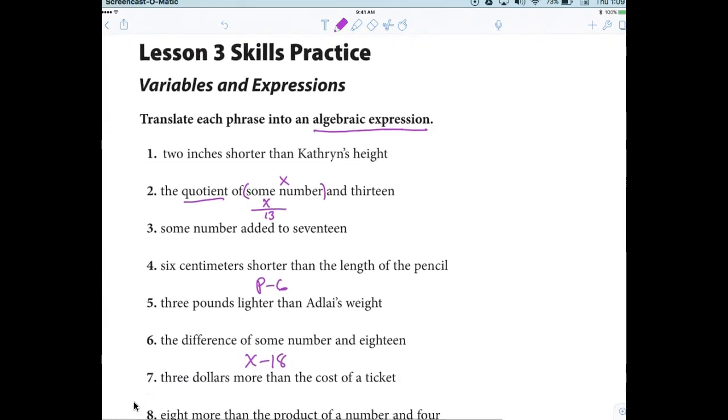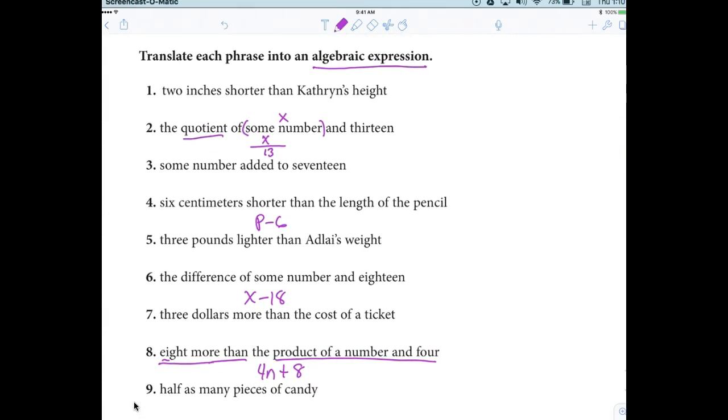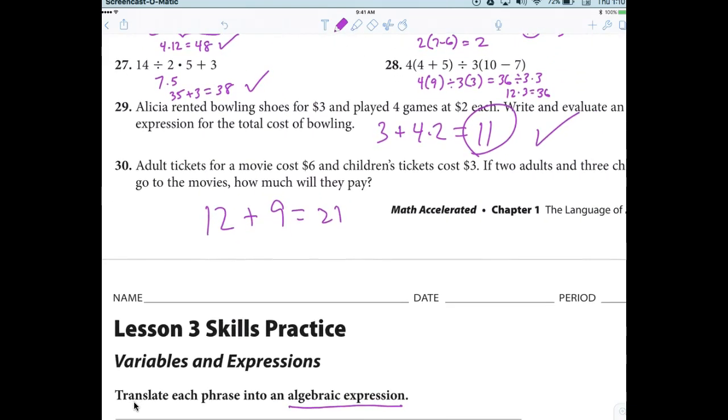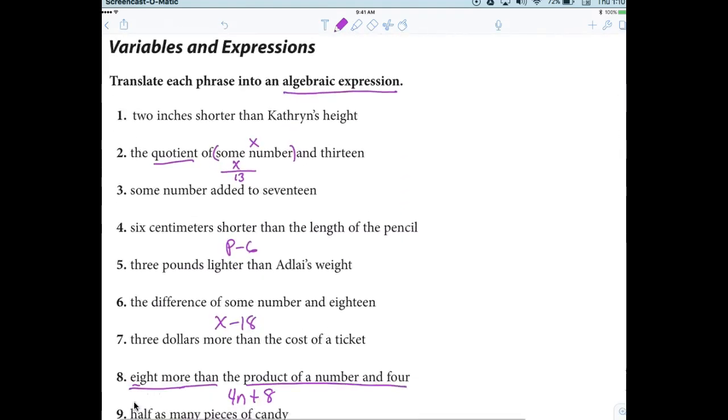All right, now what we're going to do is go to the next page and work on the odds. Oh yeah, we never did 21. Oh yeah. 21. All right.